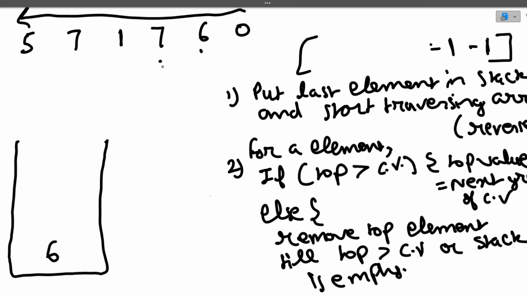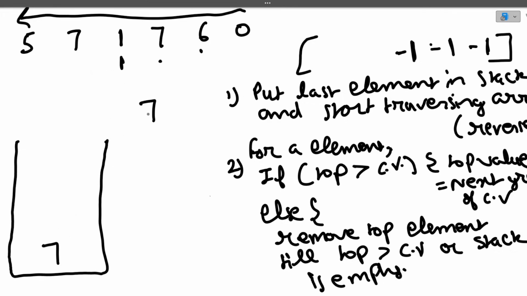Now coming to 7. Current value is 7, top value is 6. So again the if condition is not possible, so the else condition will run first. Remove the top elements till the top becomes greater than 7 or the stack becomes empty. So we remove 6, and the stack is empty. Once the stack becomes empty, it means there is no next greater element for 7, so again it's minus 1. Next, we put 7 inside the stack.